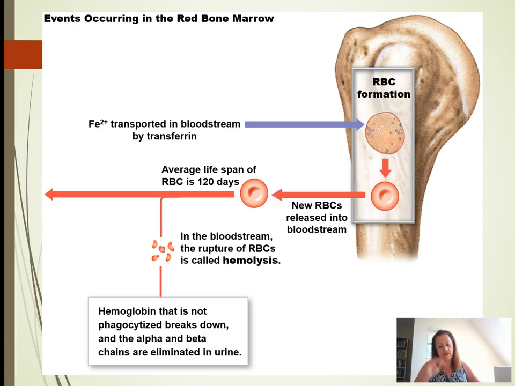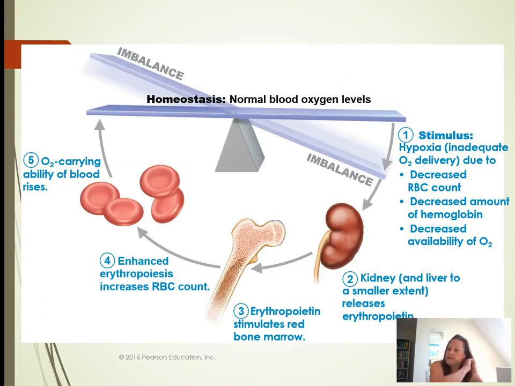Red blood cells have a lifespan of about 120 days. Because they have no nuclei, they have no organelles, they're just out there, and when they sort of degrade and die, that's what happens. This is a sort of homeostatic control mechanism in regards to the production of red blood cells.